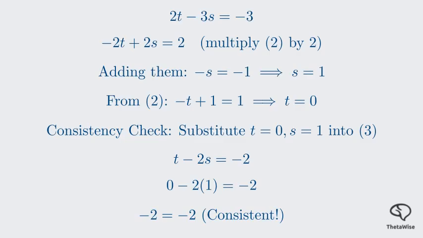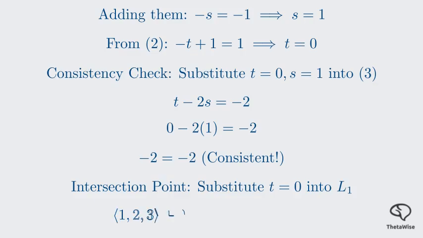To find the intersection point, substitute t equals 0 into L1. The intersection point is (1, 2, 3). Here is the solution for our final question, number 5.